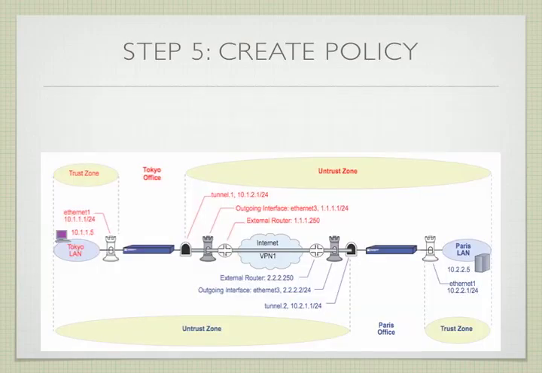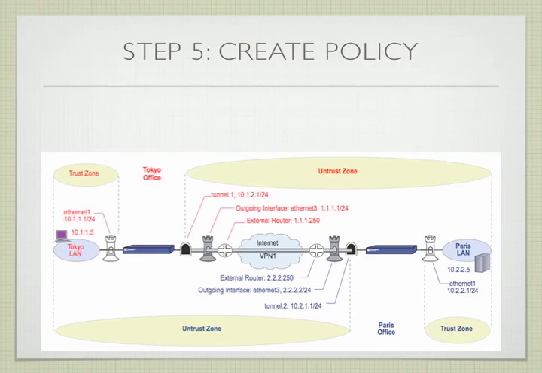Okay, and then policies. Policies you create exactly the same way you do in the policy lesson. In this case, we're going to have our trust to untrust zones. So the Tokyo office is going to create a trust network object at 10.1.1.1/24, an untrust object at 10.2.2.5, and it's going to create a policy from trust to untrust to permit that traffic, and it's going to create the reverse policy to permit the reverse traffic.